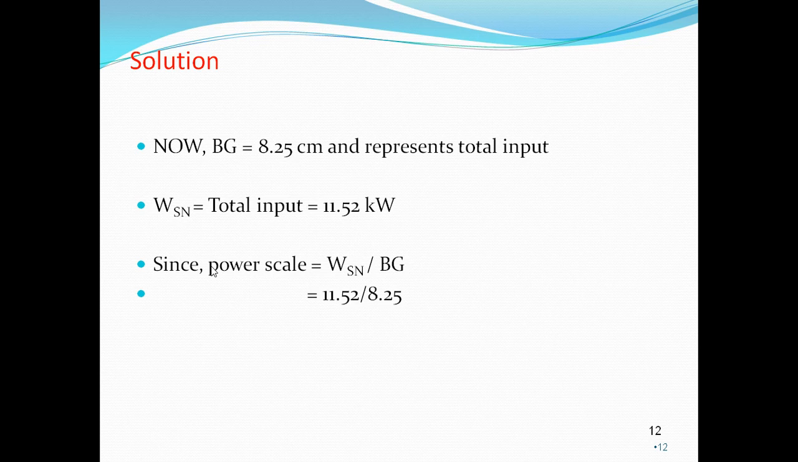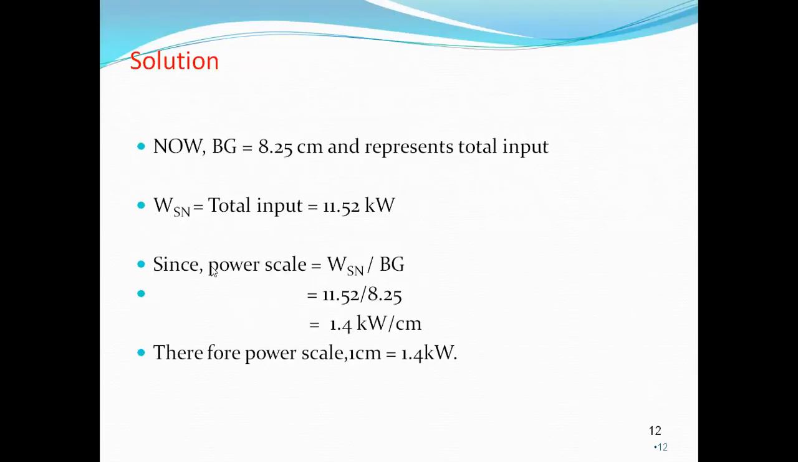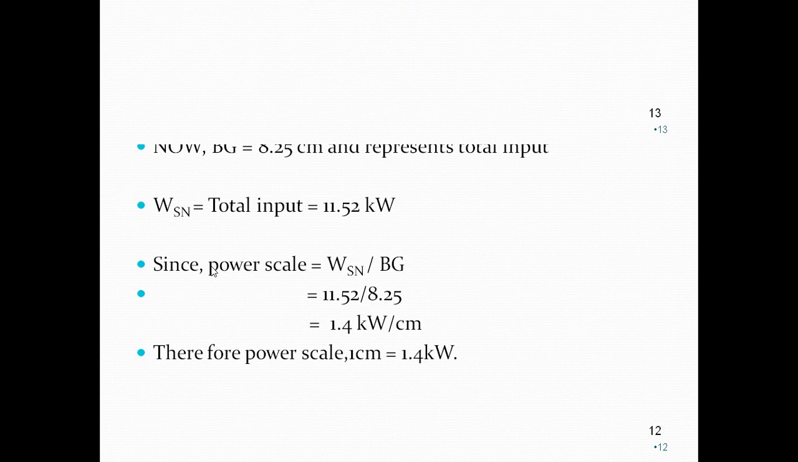So that is 11.52 by 8.25. So that is 1.4 kilowatts per centimeter. So the power scale is equal to 1 centimeter is equal to 1.4 kilowatts. So that is the power scale. Here you have two scales: one is the current scale and another one is the power scale.